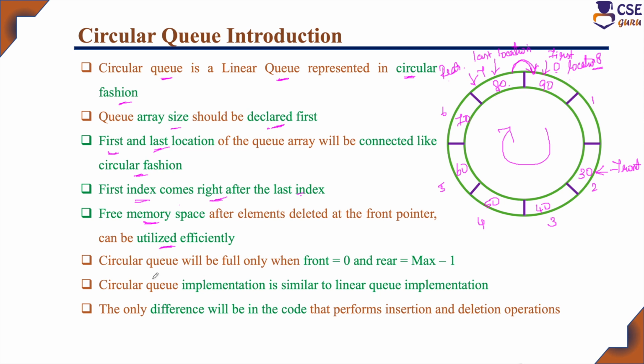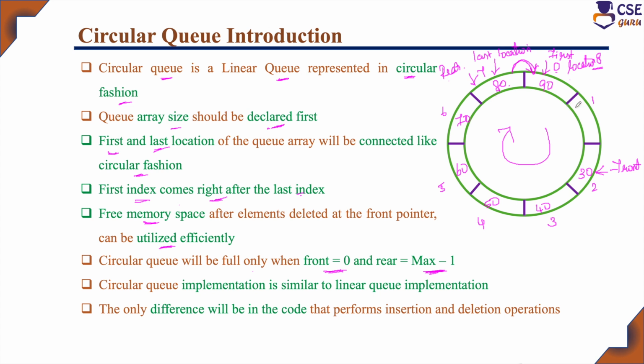So here in circular queue, the free memory space will be utilized efficiently, and the circular queue will be full only when front is equal to 0 and rear is equal to max minus 1. Only when both conditions are true will the circular queue be full, that is, all the positions are filled with elements. If memory is free at the front pointer space, the circular queue is not full.